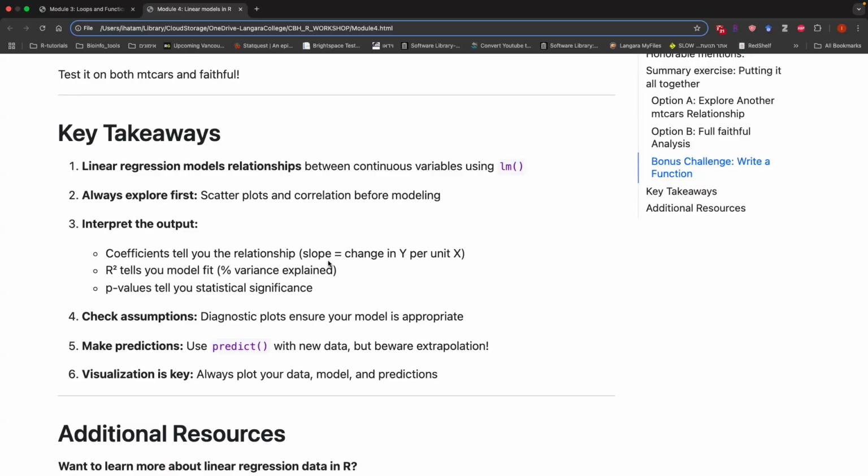We want to use the predict function if we want to make predictions, but we want to beware of extrapolation, okay? We want to keep things in the range in which we tested our model already, the range we used to generate the model. Think about it like a calibration curve. If you're within range of your calibration curve, probably good. If you're outside the range of your calibration curve, at your own risk. Visualization is key. Always plot your data, models, and predictions so that you can look at them and make sure that they are all nice and as they should be.